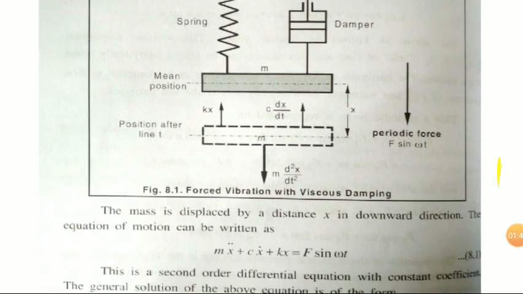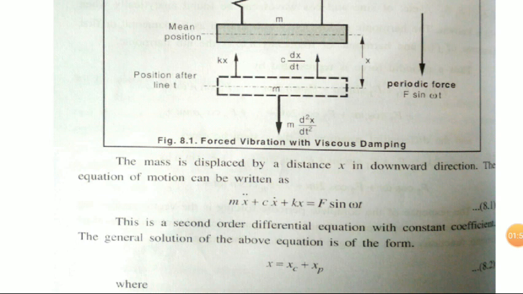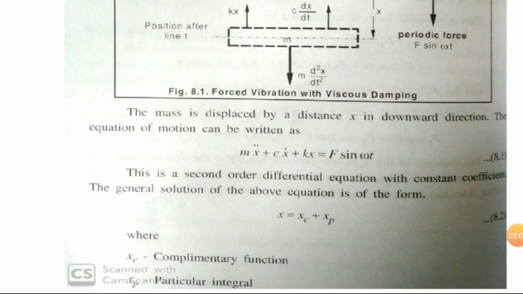Upon writing the different forces, one is m x double dot due to mass, then k x due to spring, then c into dx by dt due to damper, and here the mass is displaced through a distance x. In addition to these three forces, there is also an external force acting, that is the periodic force. So completing the equation, m x double dot plus c x dot plus k x equals F sine omega t. This is a second order differential equation. The solution is x equals xc, the complementary function, plus xp, the particular integral.